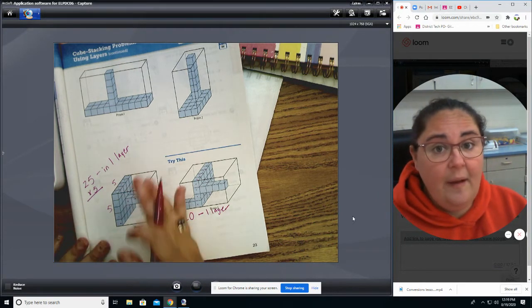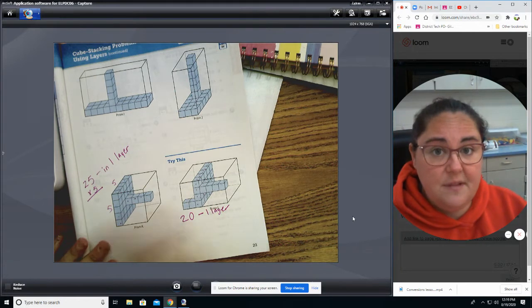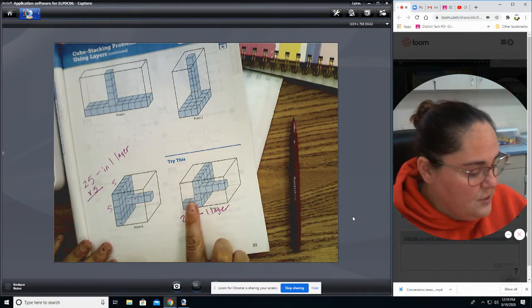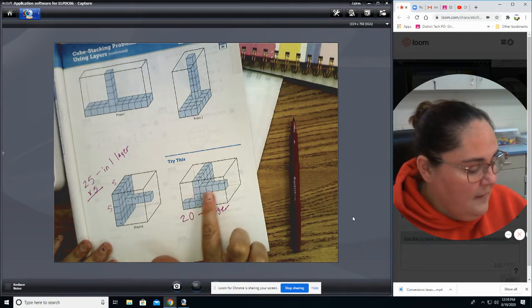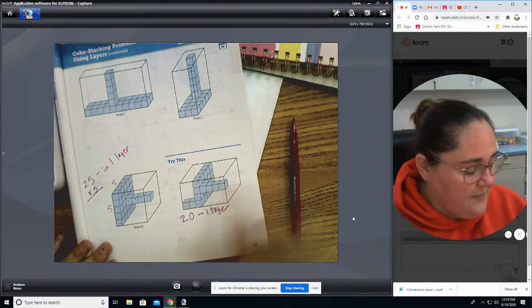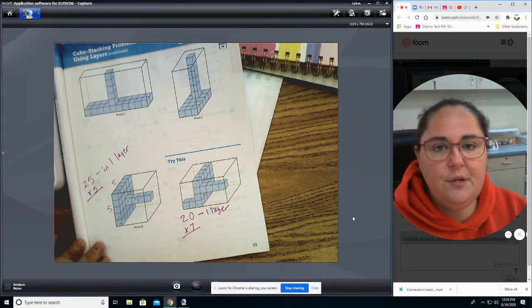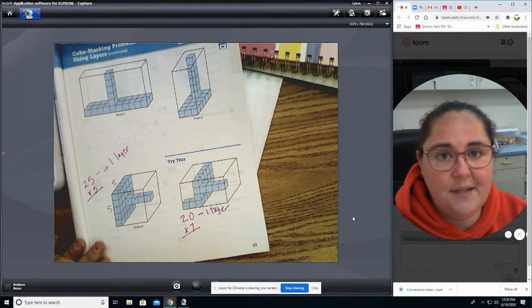And now I need to find out how many layers it will take to do this building or this block. Layer 1, layer 2, layer 3, layer 4, 5, 6, 7. 7 layers. Do your multiplication and find your answer.